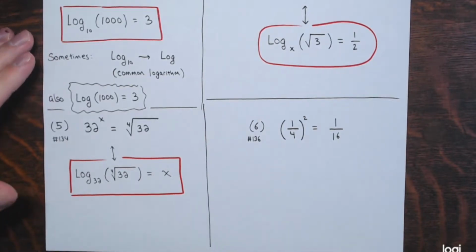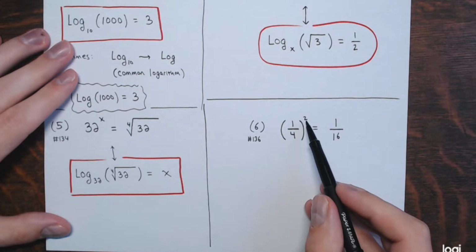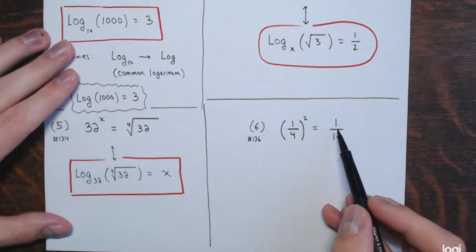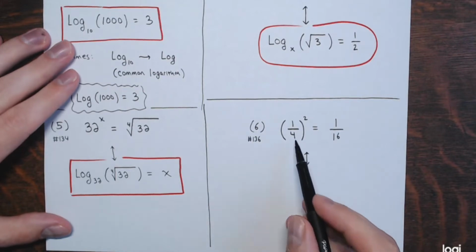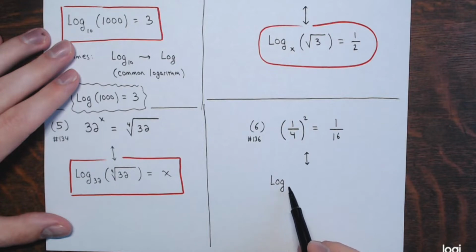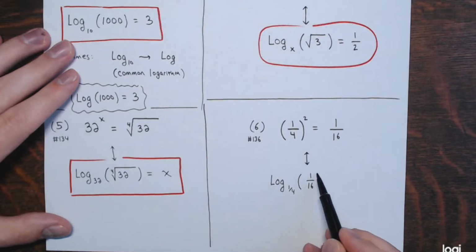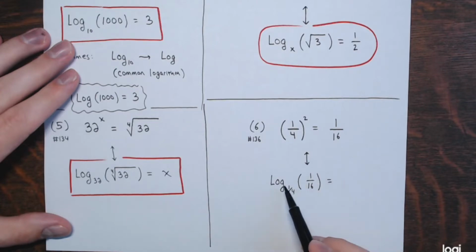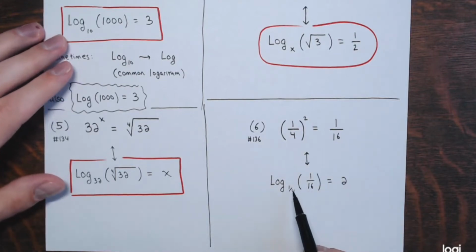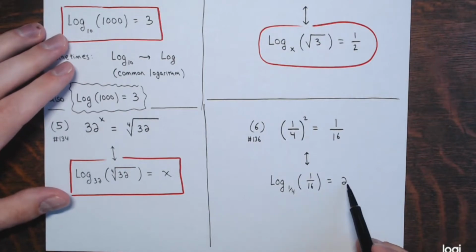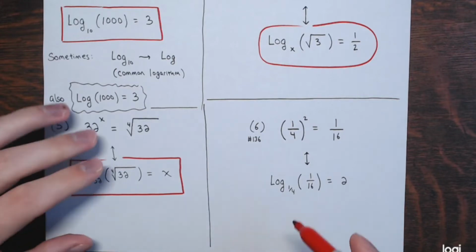Right, question 6, exercise 136, same thing. Got a base to an exponent equals a number. So an equivalent statement in logarithmic form is the log with that base, log base 1/4 of the number 1/16 equals the exponent. Logs equal exponents. And checking it out, 1/4 to the second power is 1/16, right? So that's a proper log form there that is equivalent to the exponential statement.